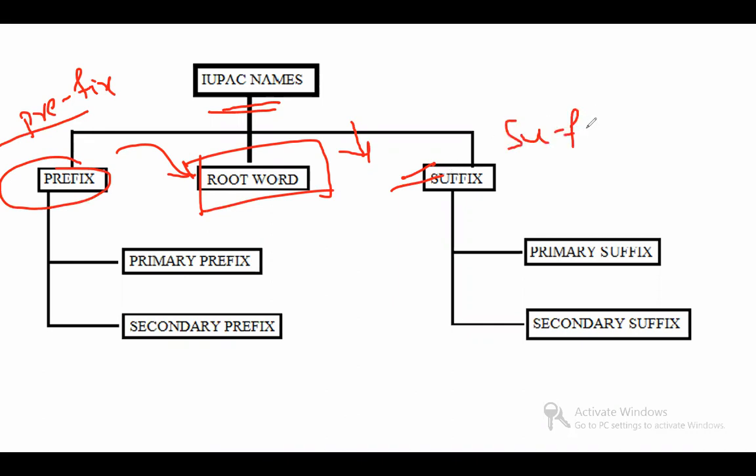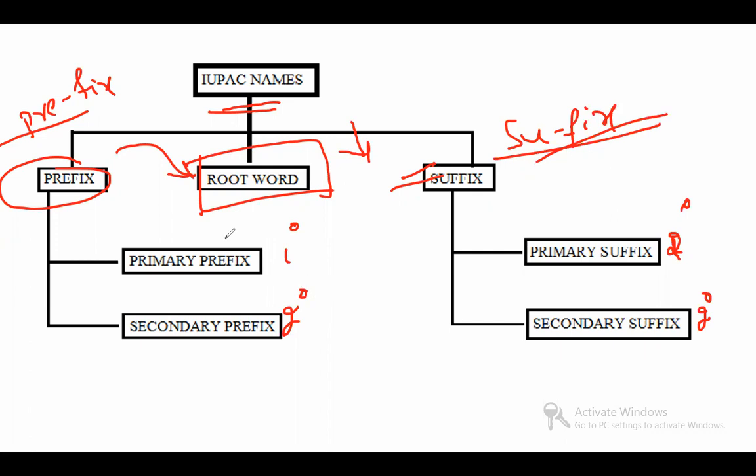Suffix: the word added after the root word is the suffix. Prefixes are of two types, primary prefix and secondary prefix, and suffixes also have primary suffix and secondary suffix. With an example, we will come to know the root word, prefix, suffix, primary prefix, and primary suffix.